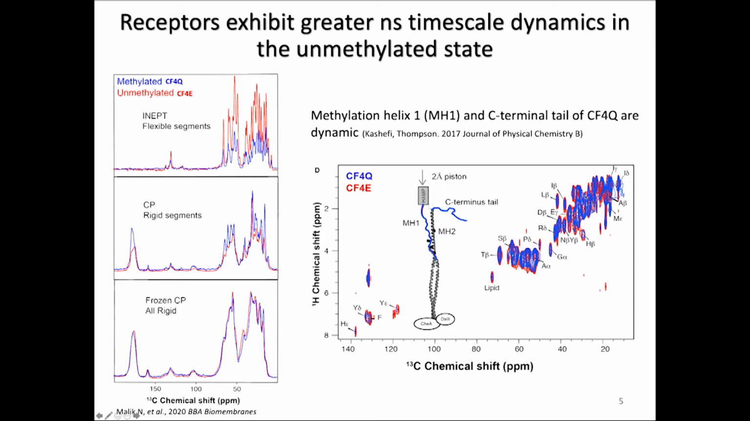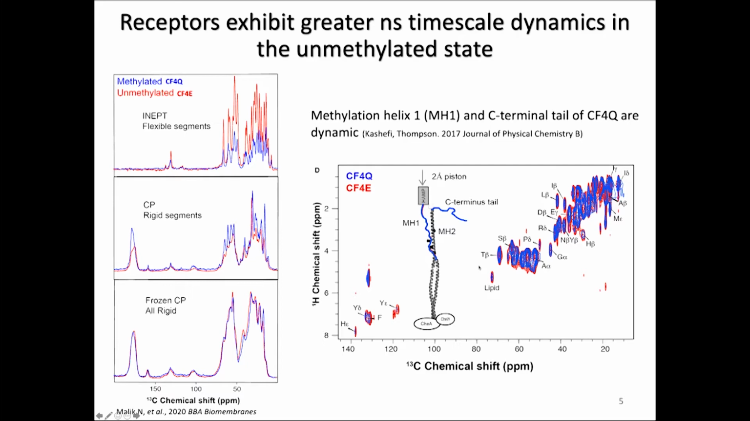But we were able to identify the amino acid type in this spectrum. Now, a previous grad student in the lab had worked on the CF4Q sample, and they had identified that in CF4Q, the N-terminus methylation helix 1, as well as the C-terminal tail is dynamic. She quantified the INEPT intensities coming from the spectrum to actually identify these regions.